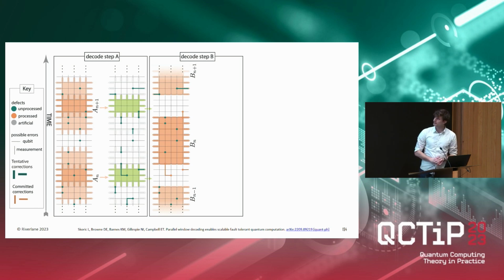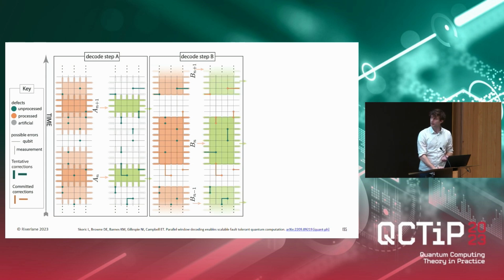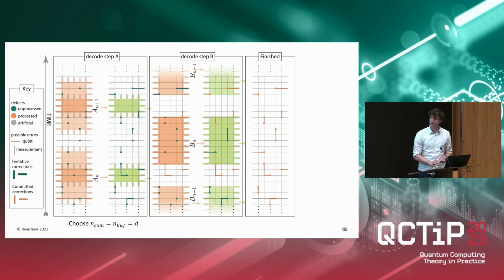And then in the second step, because the only thing that's left are these regions between the windows, we can again resolve these regions in parallel. And because we are confident about the corrections that we had before each of the windows in this second layer of decoding, we can just commit to the whole window. And in this way, in two steps, we can decode, given enough parallel resources, the whole history of syndrome data.